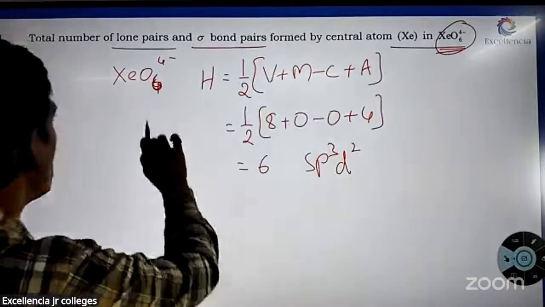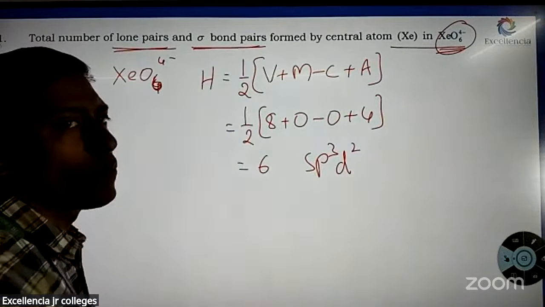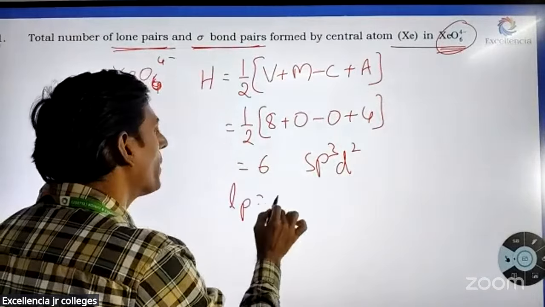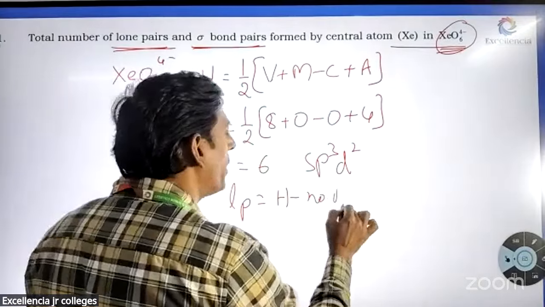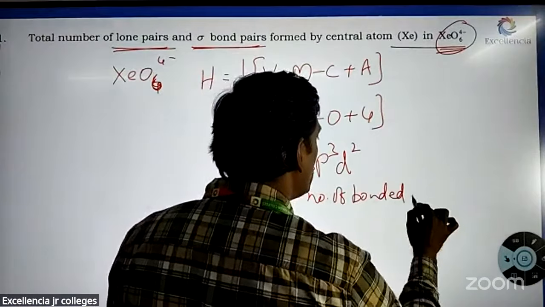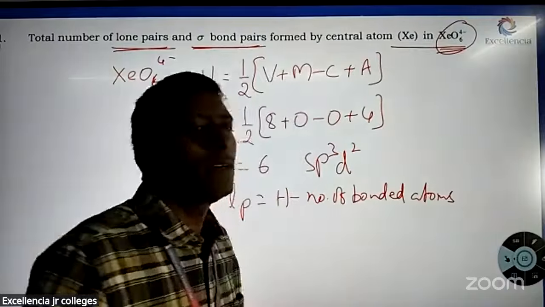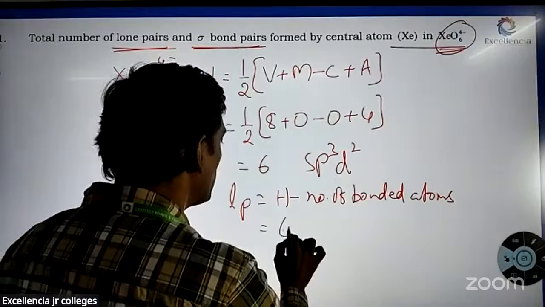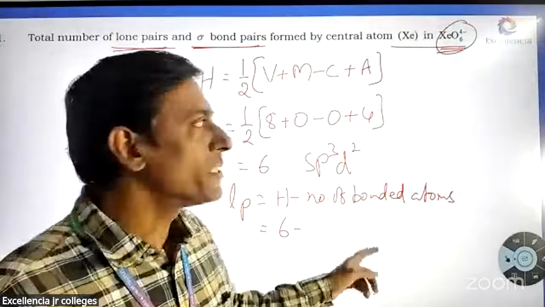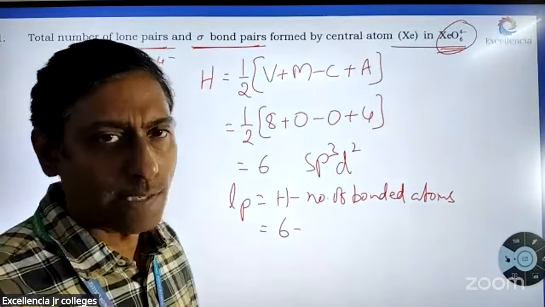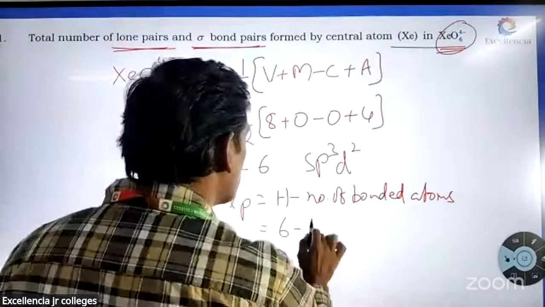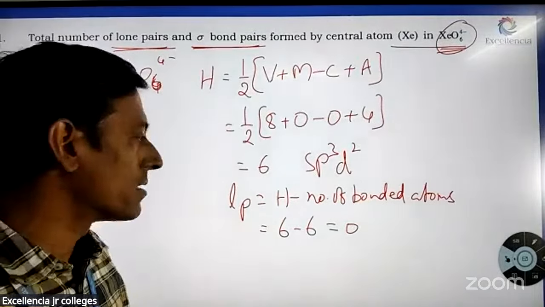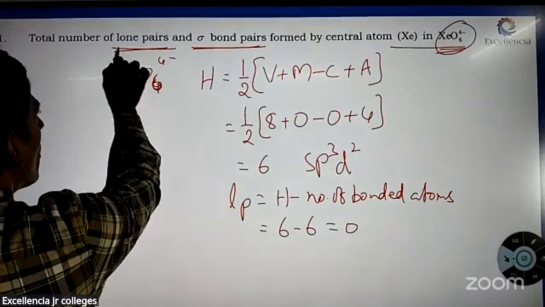But what is the question they are asking? They are asking lone pairs and sigma bond pairs. How do we get the lone pairs? After determining the hybridization, lone pairs equal H minus the number of bonded atoms. H is the previous number, 6. Here, number of bonded atoms means we don't consider monovalent or bivalent, just bonded atoms. We have 6 bonded atoms, therefore 6 minus 6 is 0, so lone pairs are 0 in that molecule.